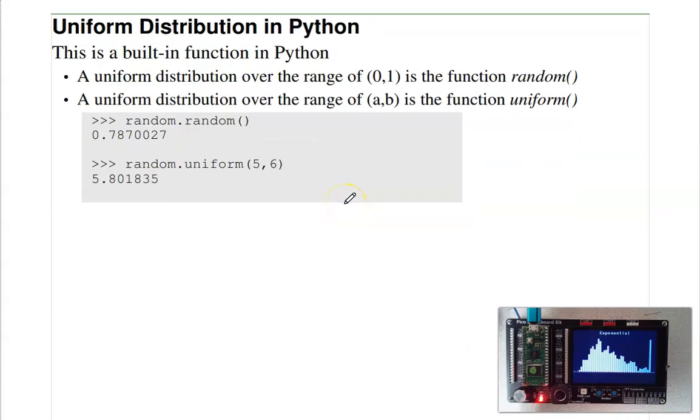To generate a uniform distribution in Python, I can just use the random function. Random returns a number between 0 and 1. Uniform generates a number between A and B. So this is a number between 5 and 6.